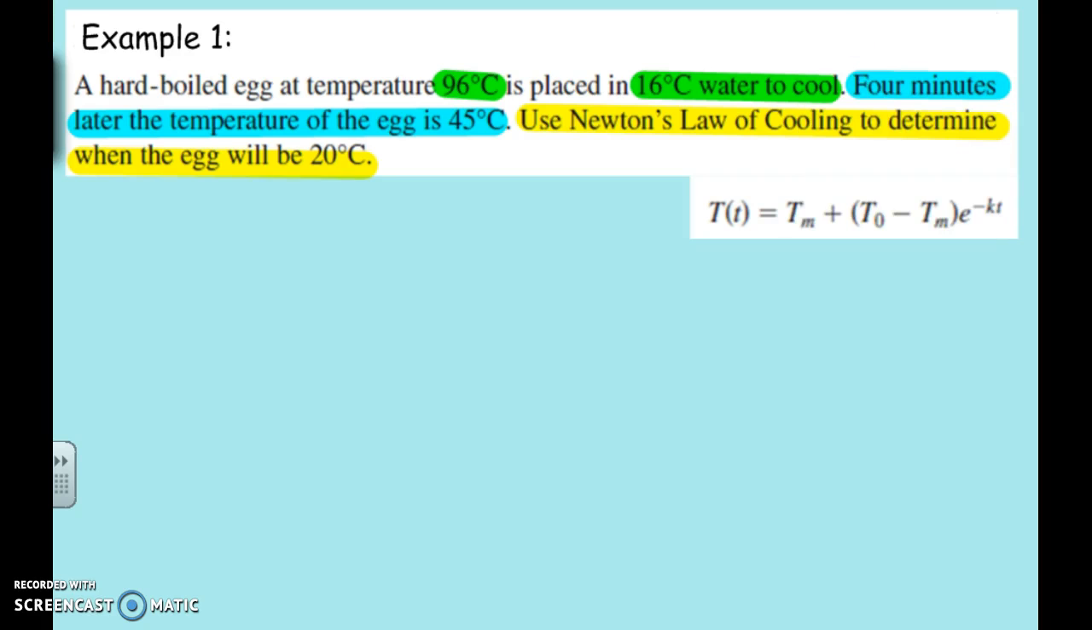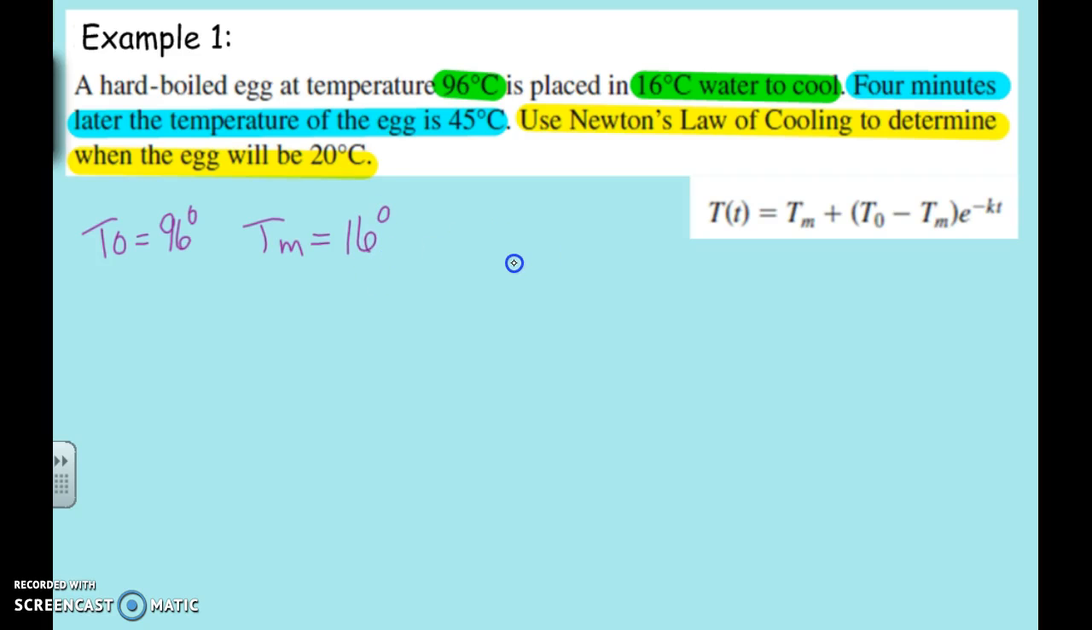So as I start to think about all these different variables in my equation, I recognize that I'm going to need to identify what is T sub 0, what is T sub m, and then do I know any other values as well? Well, in this particular situation, T sub 0 is known as the temperature of the object, or in this case, 96 degrees. That's going to be the temperature of our egg. T sub m is going to be the temperature of the area that it's surrounding, so that's going to be our temperature of our water. So in this case, that's going to be our 16 degrees.